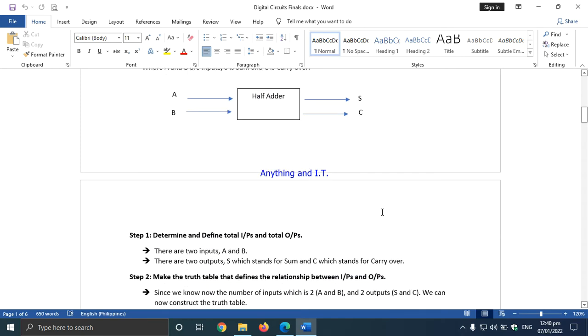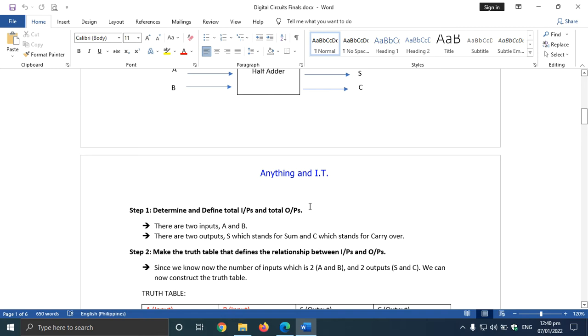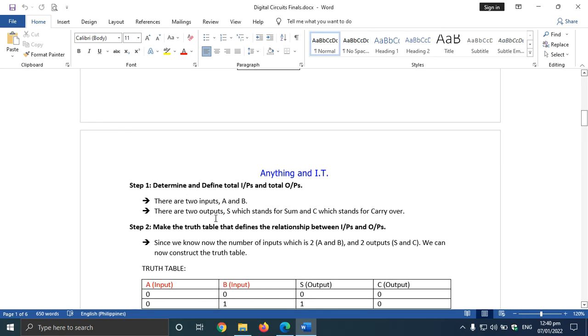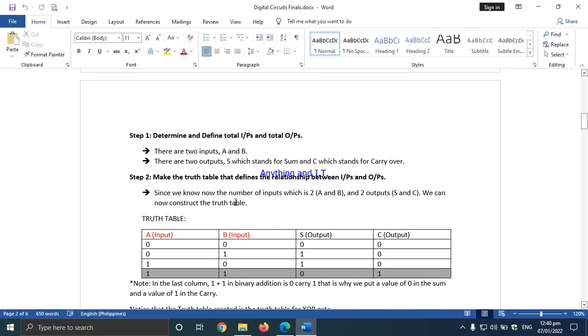So, for step 1, pag i-determine natin yung total inputs and outputs, our answer will be, there are two inputs, A and B, and there are two outputs, S, sum, and C, which is carry over. So, ganun lang kasimple yung step 1 natin. So, let's proceed to step 2. For step 2, we are going to make the truth table. So, since alam natin yung number of inputs natin, we could now create the possible combinations.